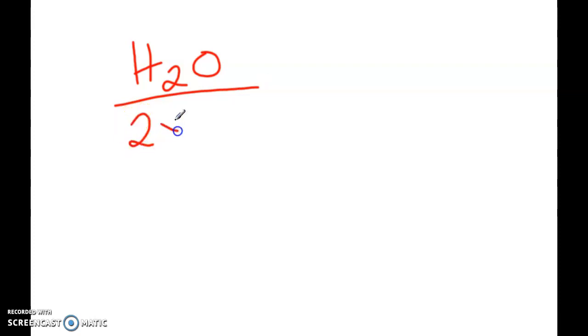So let's do another one. Let's say water. I'm going to show you the setup of how I would like you to do these questions. When you're determining the molar mass, I would like you to show what atoms you are adding up. So 2 times hydrogen and 1 times oxygen. So we're adding that up.